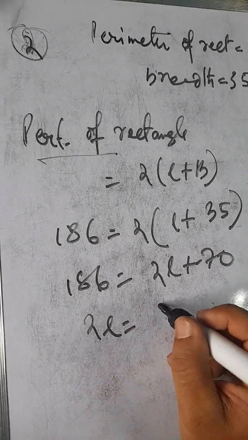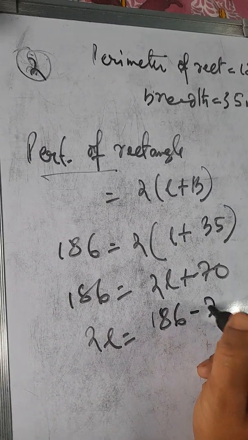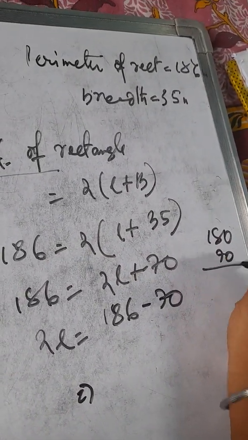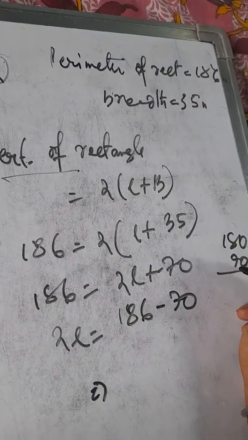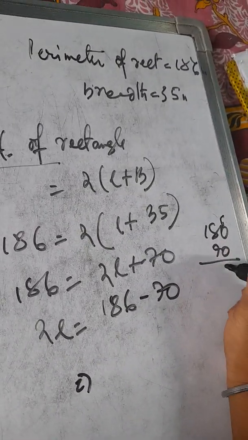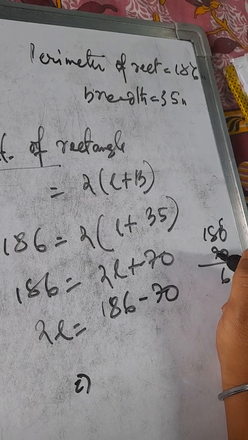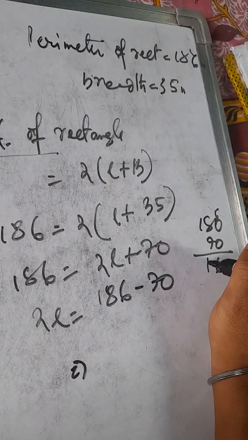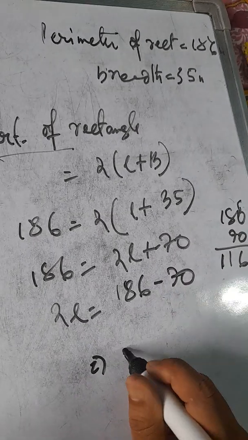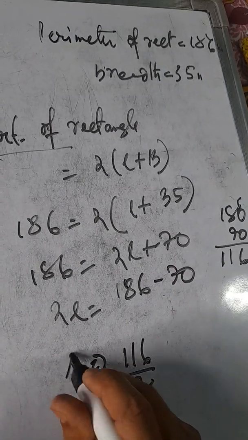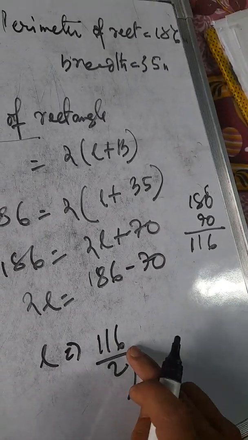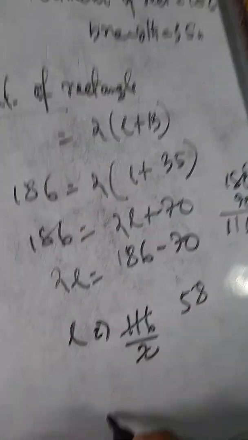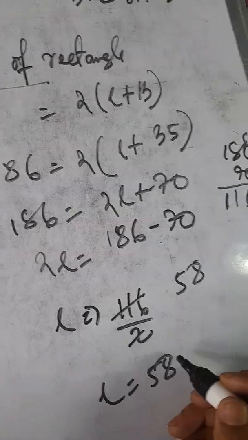So 2l equal to 186 minus 70. 186 minus 70 will be 116. Now 116 divided by 2, you can divide it directly here. 2 5s are 10, 2 8s are 16. The length is equal to 58.